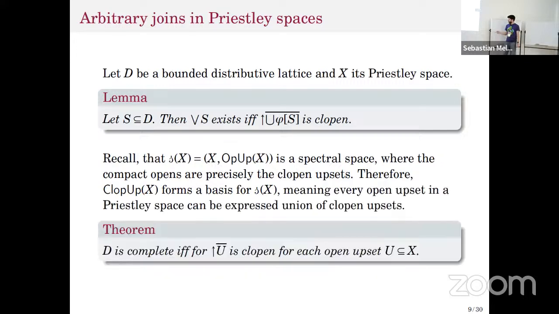And that means that instead of having this condition to characterize completeness, I can write it a bit simpler. I can say D is complete if and only if the upset closure of U is clopen for each open upset. So I don't need this more nasty looking thing here. I can just talk about arbitrary open upsets because they're all unions of clopen upsets. So this characterizes completeness for Priestley spaces.